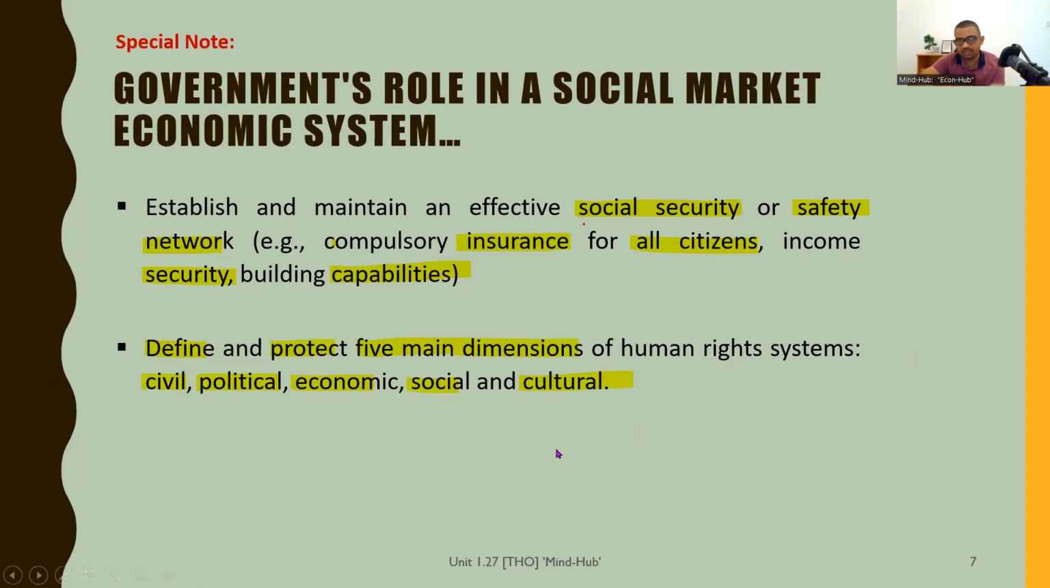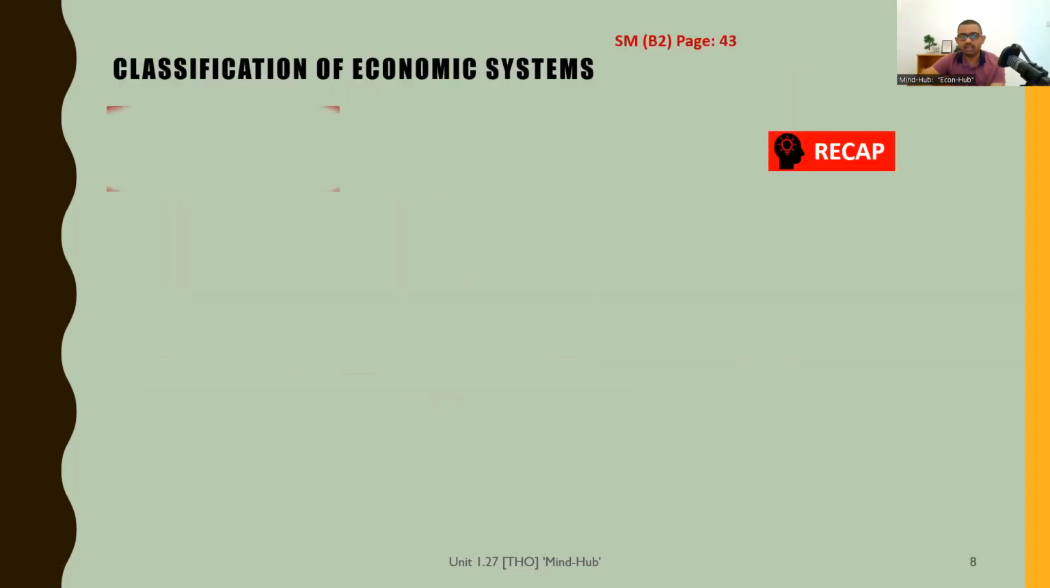So when you get the downloadable PDF, please go through them again and have a basic understanding of what the government's job is in a social market economy. Right. Now we are going into the last part, that is basic economic problems and how market economy, command economy, mixed economy solve these basic economic problems.